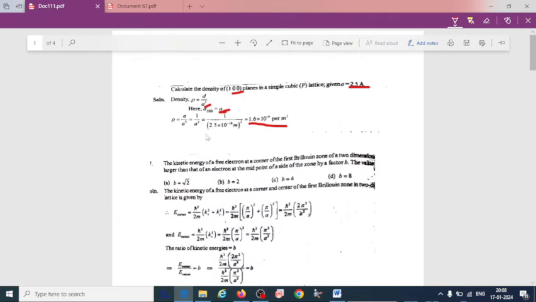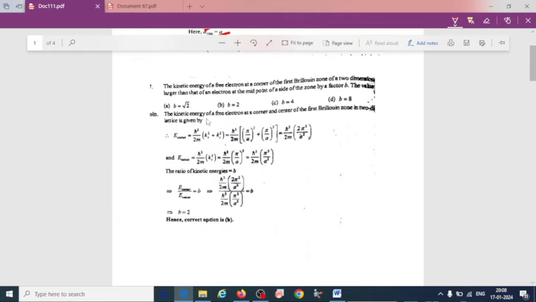So here, the kinetic energy of a free particle at the corner and center of the Brillouin zone in a two-dimensional lattice is given by ħ² divided by 2m into kx square plus ky square. Then what you have to do? Kx plus ky square you have to take here. Kx, that is the wave vector, is given by pi divided by the lattice constant, pi by a. Here a, the lattice constant, is going to be the same.